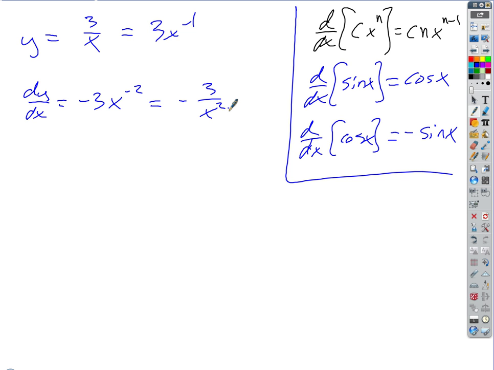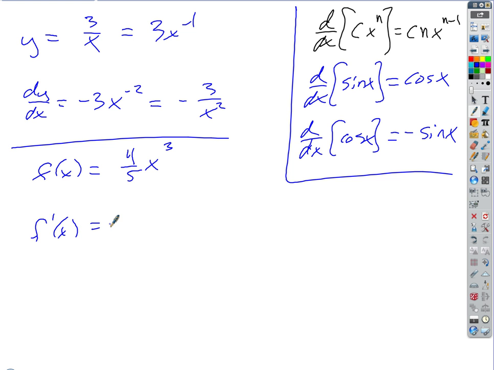Okay, what if I've got something like, how about if we have f of x equals 4/5 x cubed. And I want to calculate the derivative. You would still do the same steps. That's really no different. I've just got a fraction. So 3 times 4/5 is just 12/5 x squared. No biggie.